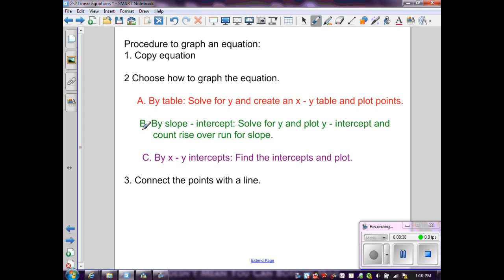We also could graph an equation by slope-intercept form. Again, the procedure would be to solve for y and plot the y-intercept and then count the rise and run for the slope. Or C, we also could graph an equation by the xy intercepts. There we would find the x and y intercepts and plot the points. Our final step would be to connect the points on the graph to create a line.